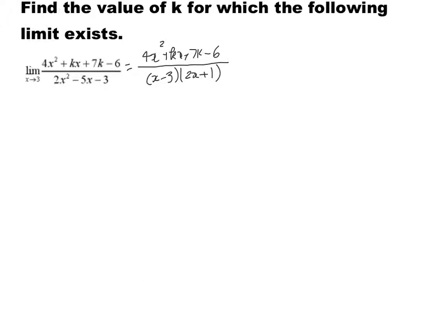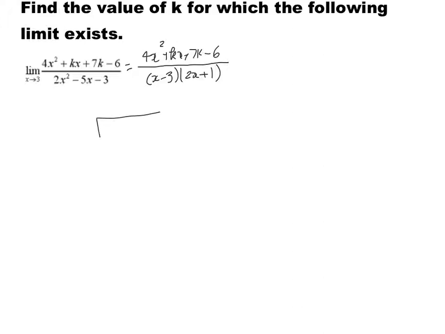Now, since the limit has to be found as x goes to 3, in the denominator the factor x minus 3 is the problem, because when x goes to 3, x minus 3 becomes 0. So I have to find k such that the numerator can be factored into x minus 3 times some other factor. So I'm going to use long division, and divide 4x squared plus kx plus 7k minus 6 by x minus 3.